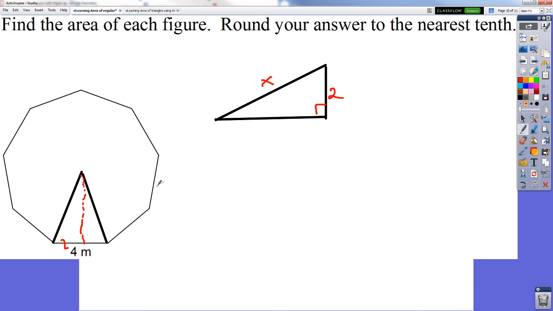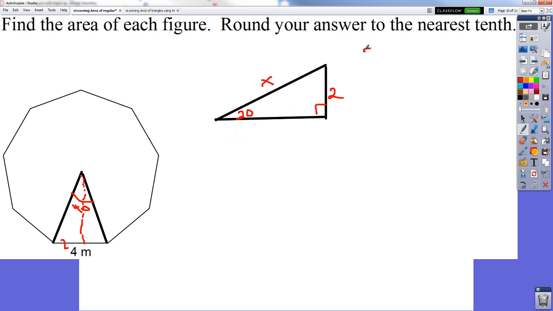There's 1, 2, 3, 4, 5, 6, 7, 8, 9. 9 of those. So the whole big angle, I think, is 40. Yeah. So this whole angle is 40, so this angle better be 20, right? This angle is half of whatever we're trying to find up in here. And then it's the same thing as before.